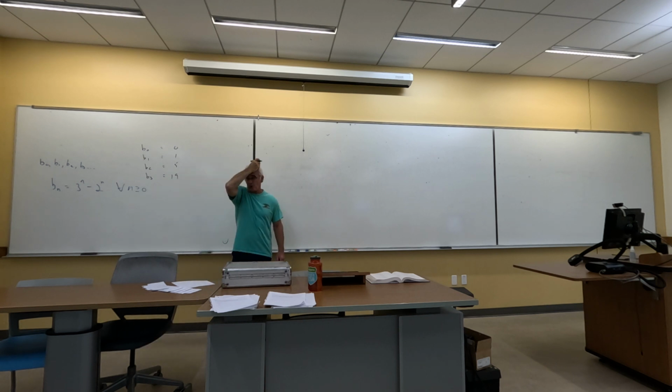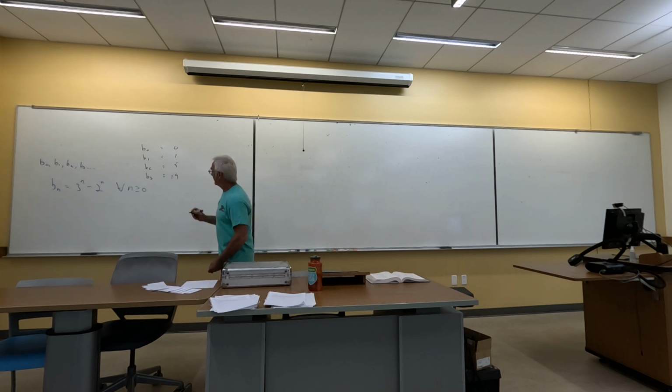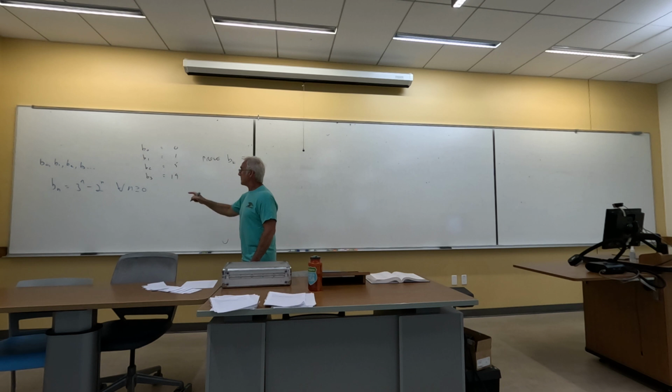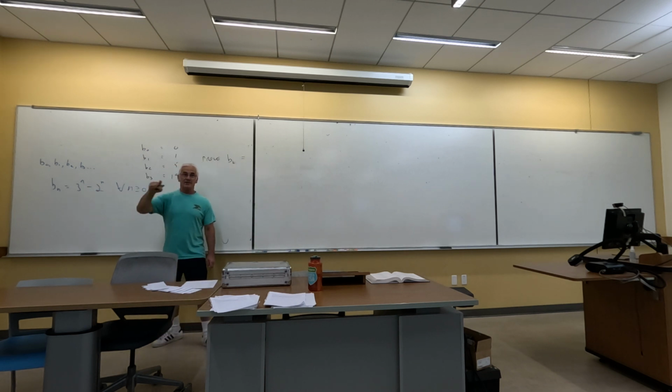Well, clearly, if you were looking at that, you don't see a pattern, do you? You see a bunch of random numbers, and that's okay. So what I want to prove is that I could write this recursively. This is not a recursion. This is the nth term. I want to write this as a recursion.